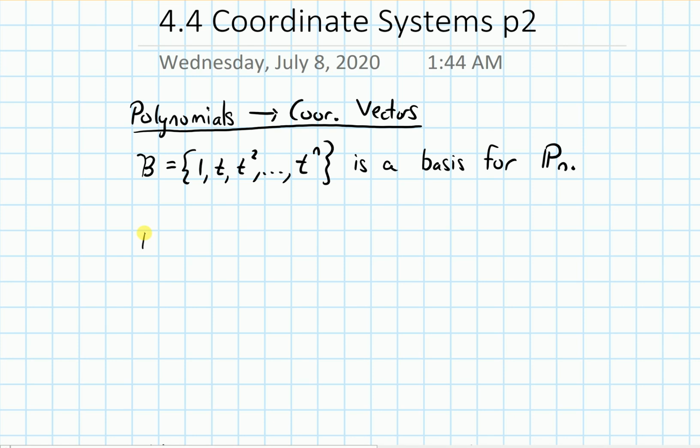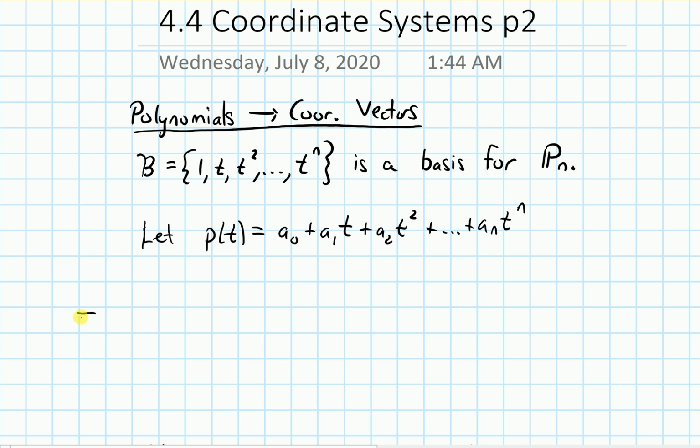Okay, so let's consider some arbitrary polynomial in Pn. I'll call it p of t. This will have some constant term a0 plus a1 t plus a2 t squared plus up to an t to the n. So something in Pn looks like this.